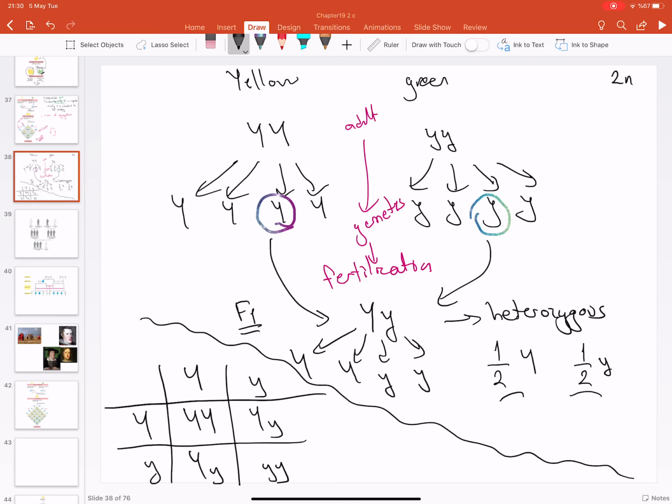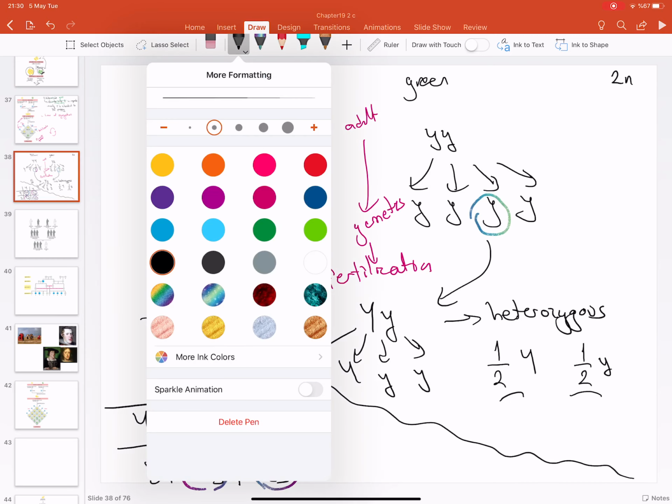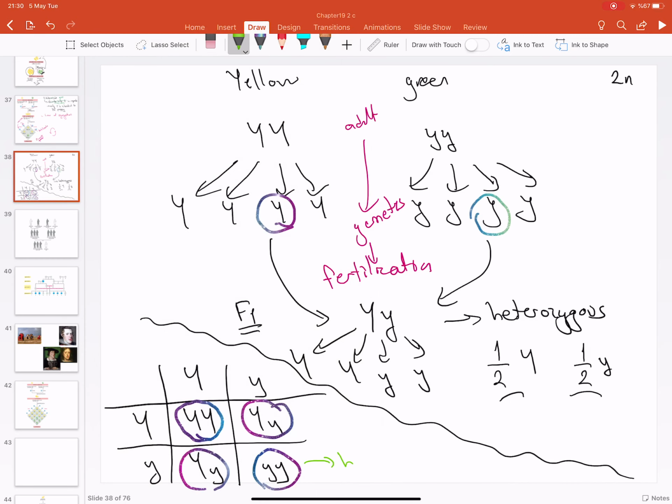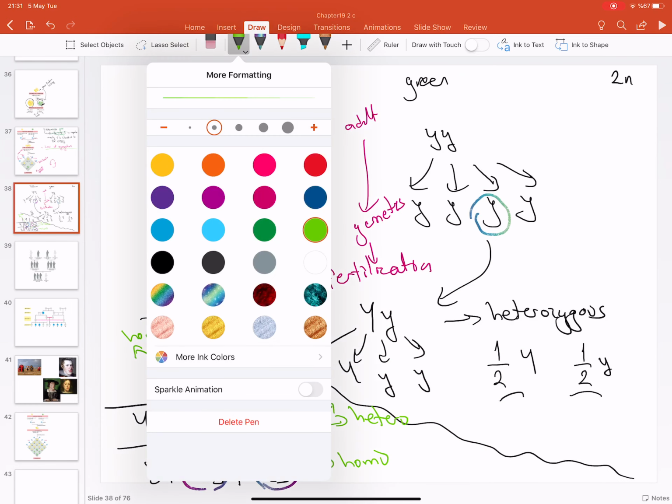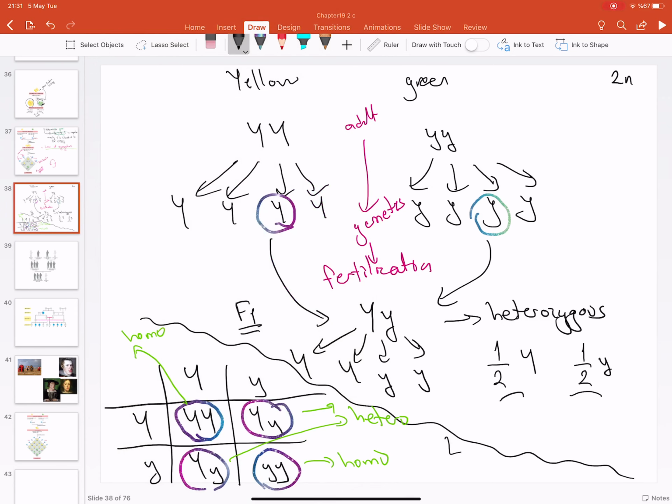At the end, you're going to have 3 different combinations. One of them will be homozygous, 2 of them will be heterozygous, and this one will also be homozygous. So this is homo, and these 2 are hetero and identical. Now, here we come to the 3rd law of Mendel. Mendel's first law was the law of segregation. Mendel's 3rd law is the law of dominance.